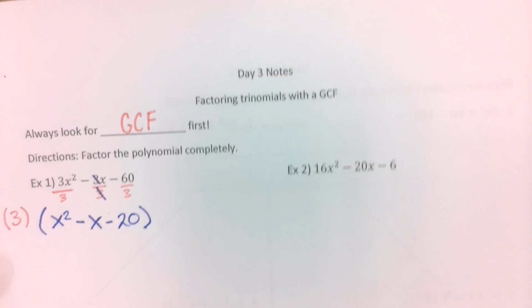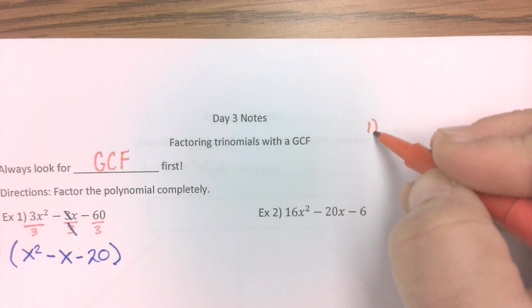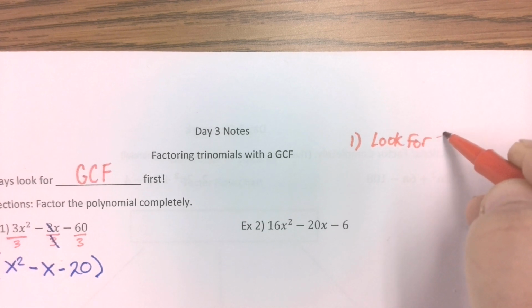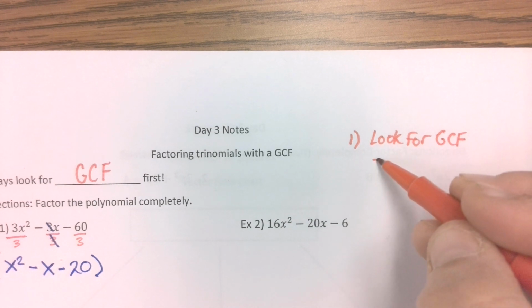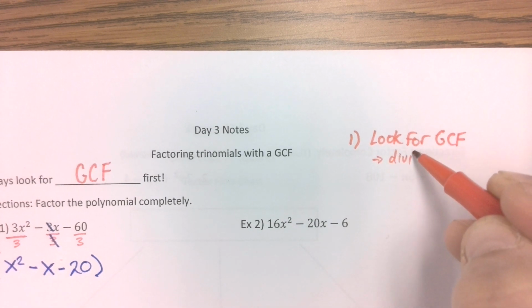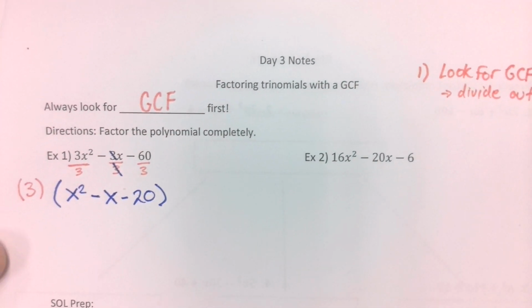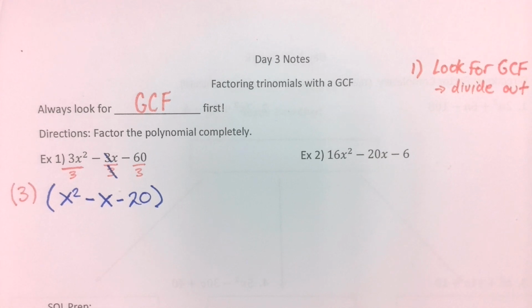Okay, so if you're writing down your steps, your first thing is 1, look for a GCF. That should be the very first thing that you do. And you're going to divide it out. Okay, our second step is now noticing that we have a trinomial. 1, 2, 3. We're going to check and see if we can factor this out. So let's see what we can do here.